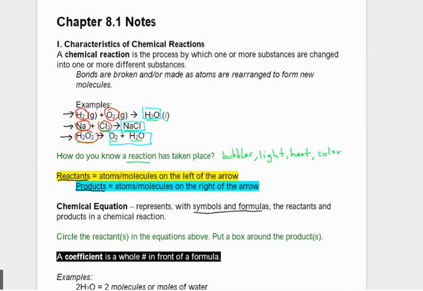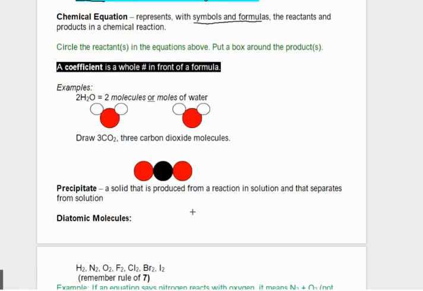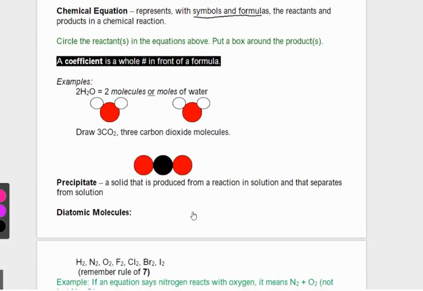The coefficient is going to be the number that we write in front of the molecule. So for example, up here we have a big 2 in front of the H2O. So the formula H2O tells us what the molecule looks like. It means you have 1 oxygen and 2 hydrogens. So that's this little Mickey Mouse molecule right here. The big 2 in front is called a coefficient. It tells you how many of those molecules there are.